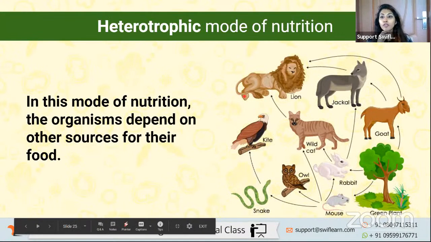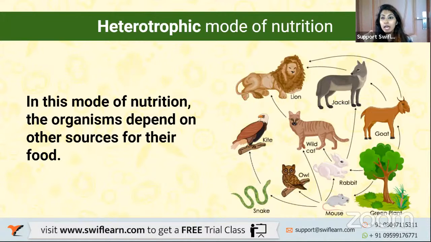Now we're moving on to the second type of mode of nutrition, that is the heterotrophic mode of nutrition. What exactly is this heterotrophic mode of nutrition? In this mode of nutrition, the organisms depend on other sources for their food. They cannot make their own food by synthesis. They always need to depend on other organisms for getting the food.